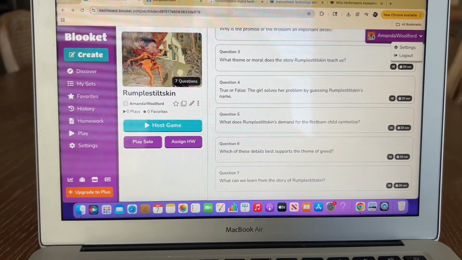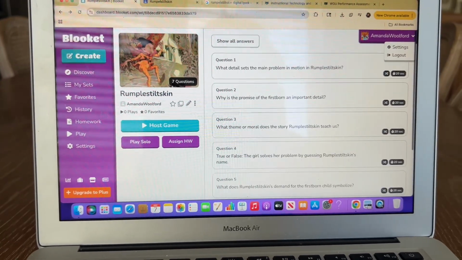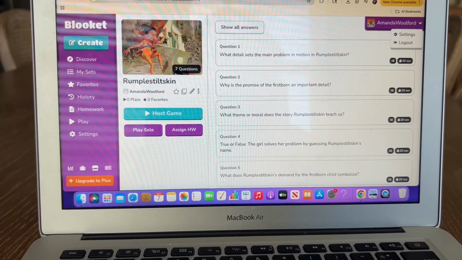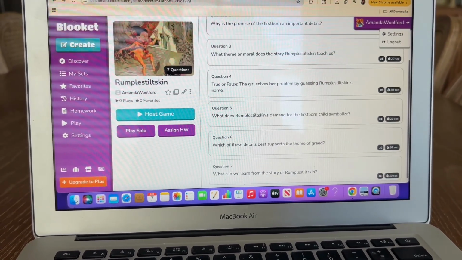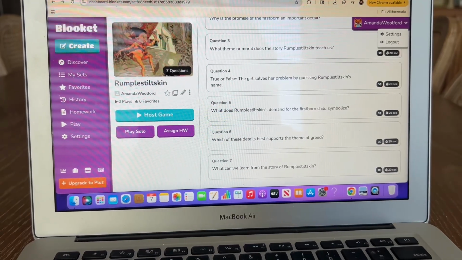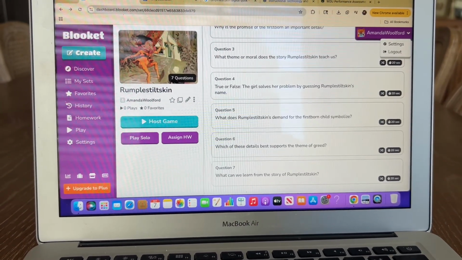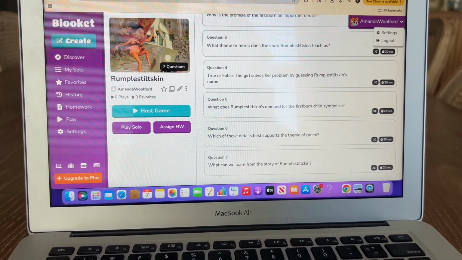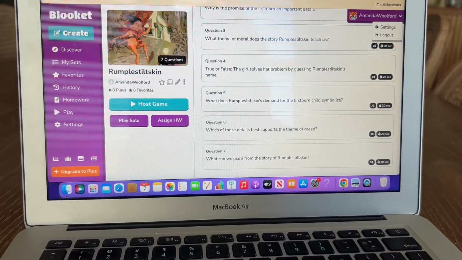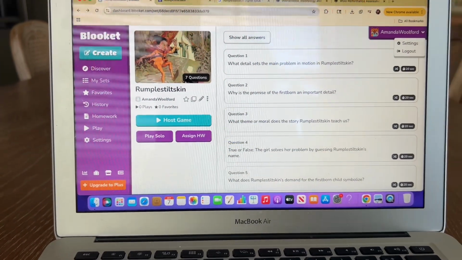Now we're going to go to our Book It review, and the code will be up on the screen. If everyone could join us, we are going to answer review questions about what we have read today. All right, everyone, this is what your Book It should look like. And here are the questions. What detail sets the main problem in motion in Rumpelstiltskin? Why is the promise of the firstborn an important detail? What theme or moral does the story teach us? True or false, the girl solves her problem by guessing Rumpelstiltskin's name. What does Rumpelstiltskin's demand for the firstborn child symbolize? Which of these details best supports the theme of greed? And what can we learn from the story of Rumpelstiltskin? So we're going to go ahead and answer these on Book It.